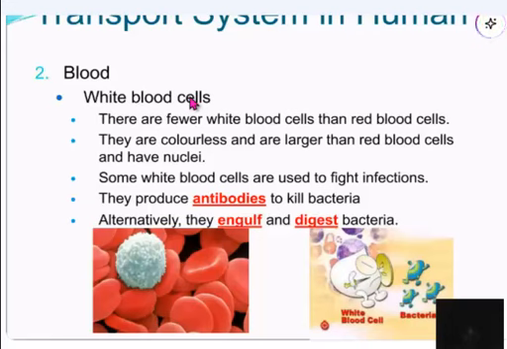White blood cells. There are fewer white blood cells than red blood cells. They are colorless and are larger than red blood cells and have nuclei. Some white blood cells are used to fight infection. That's the major function they have: to fight infection. They produce antibodies to kill bacteria.